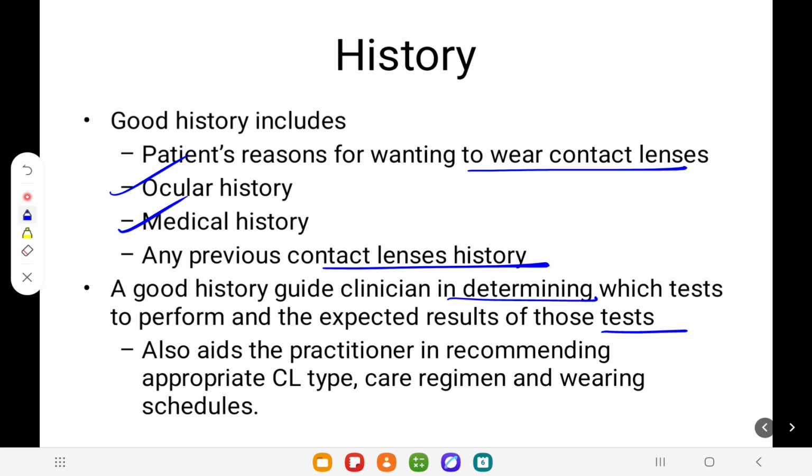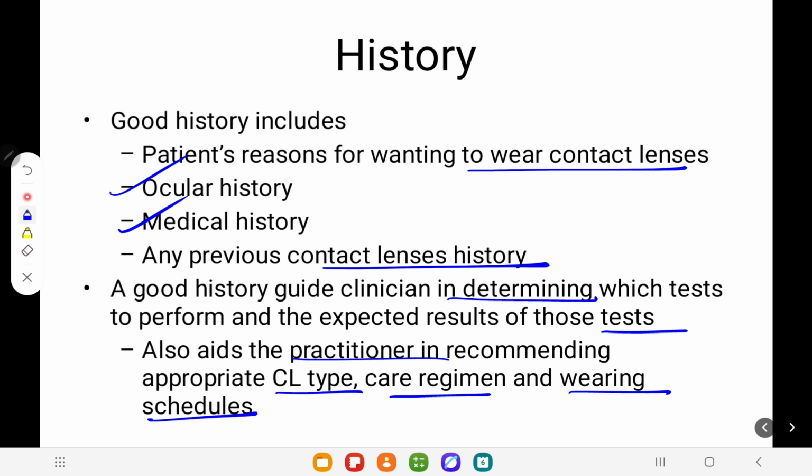So that's why, yes, it also depends upon our objective judgment, but many times history is that important. History also helps the practitioner in recommending the appropriate contact lens type, isn't it? Definitely. Care regimes, definitely. Wearing schedules, definitely.